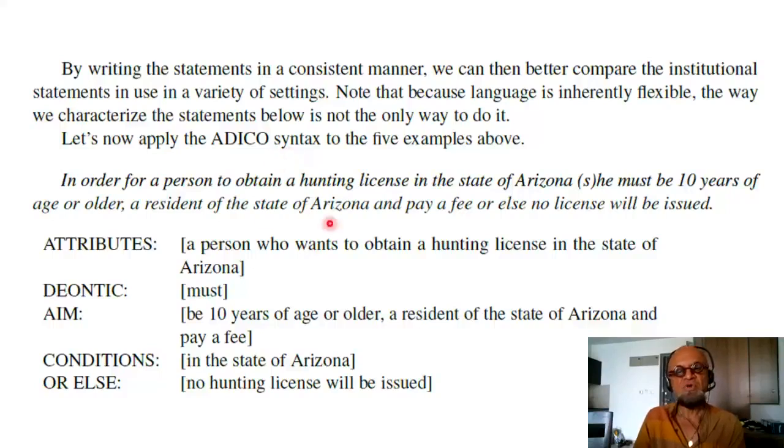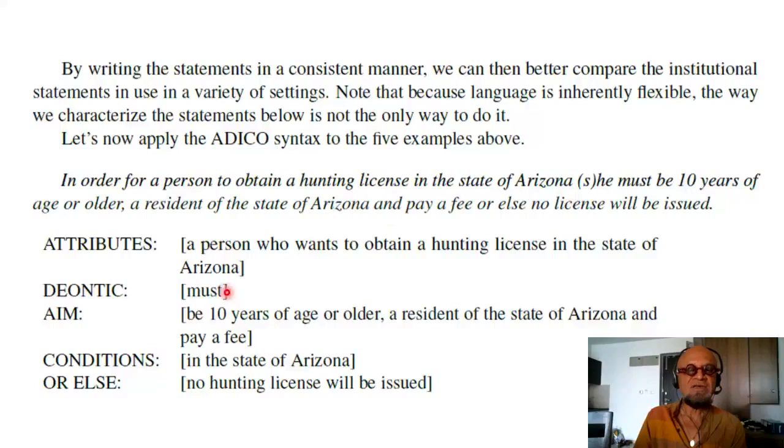In order for a person to obtain a hunting license in the state of Arizona, he or she must be 10 years of age or older, a resident of the state of Arizona, and pay a fee, or else no license will be issued. What are the attributes? A person who wants to obtain a hunting license in the state of Arizona. Only this person needs to worry about this institutional statement.